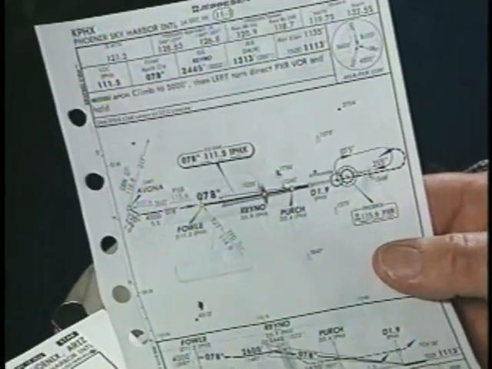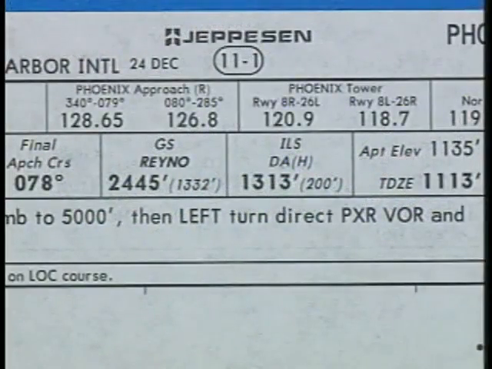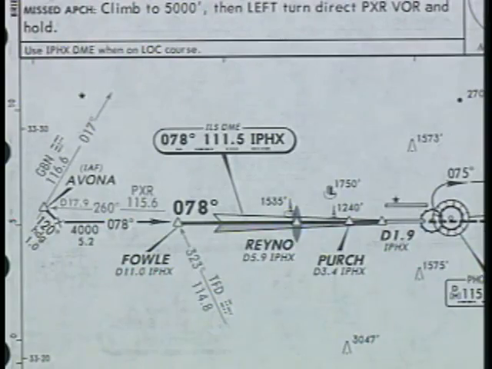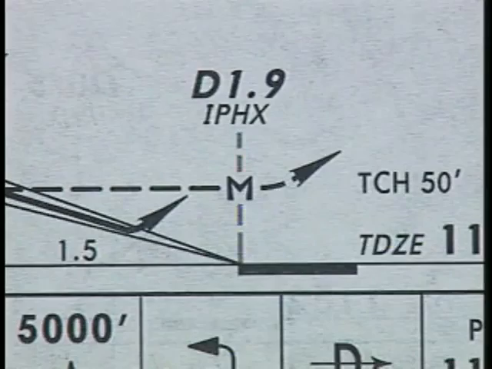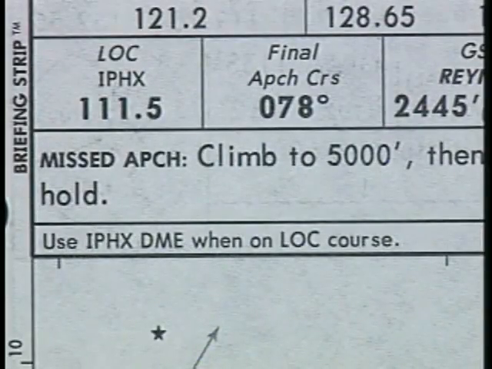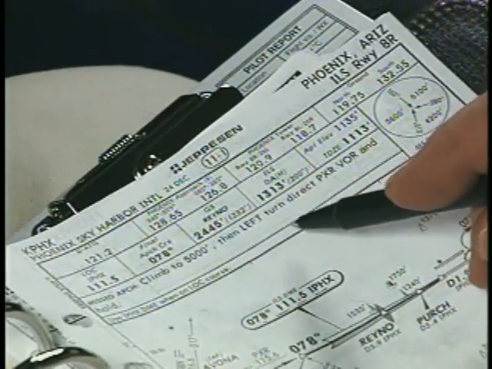With this information, you can now review the specific approach chart and determine the frequencies, inbound course, descent and landing minimums, missed approach point, and the missed approach procedure. It's important to review these early in the arrival to reduce your workload later.